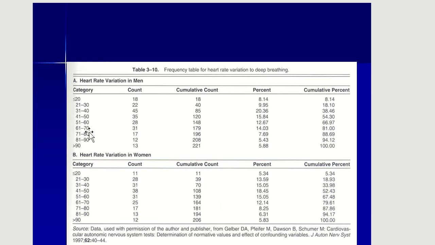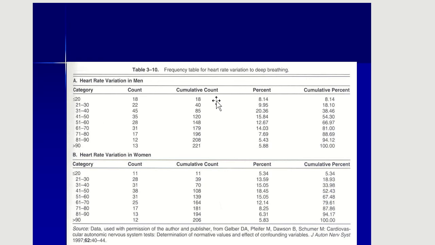Okay, and as I mentioned, you start low enough to include everybody at the bottom and high enough to include everybody in the top. Notice how the last category is greater than 90, not greater than or equal, because the 90 is included in this category right there. Okay? And basically everything else is just the way we discussed. So we have 18 individuals with a heart rate variation below or equal to 20. If you look at this 28 value right here, you have 28 individuals with heart rate variation between 51 and 60. And when I say between 51 and 60 here, I'm talking about men because I'm looking at the men.